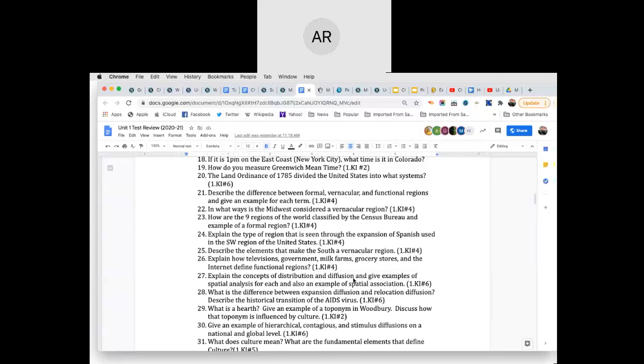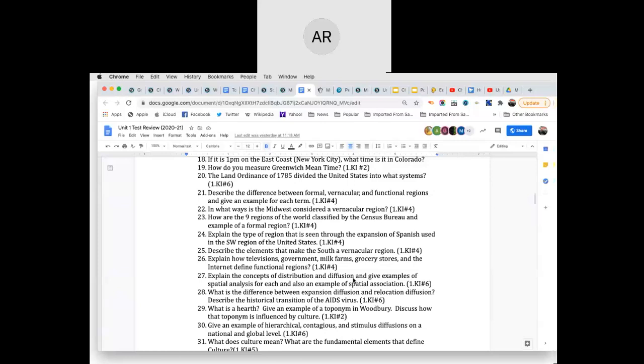23. How are nine regions of the world classified? Well, the U.S. Census Bureau has nine regions, and they have delineated boundaries, and they have common characteristics, but they're not universal within the nine regions of the U.S. That's how the U.S. Census Bureau forms a formal region. Again, delineated boundaries, clear boundaries. They have common characteristics that unite those regions. So again, a region has distinct characteristics, but they're not universal.